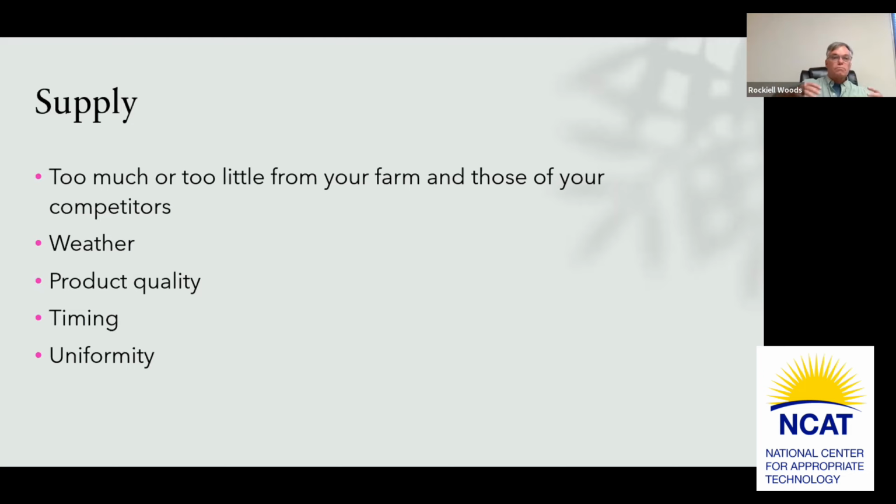It could be too much that you're producing. It could be too much that you and your competitors are producing at the same time. Or it could be too little because of a drought that messed up the whole industry. So that's a supply risk. And again, weather is a big factor in supply risk in agriculture. It can be too hot, too cold, too wet, too dry. And all of that.